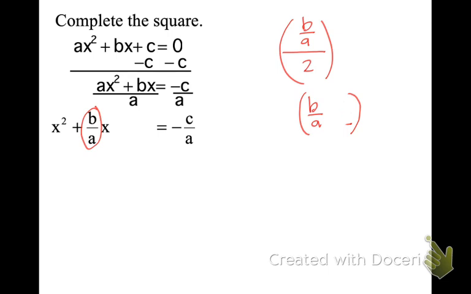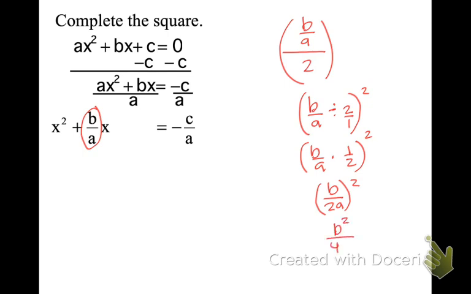Let me take a step back. Divided by 2, right? Which we don't divide fractions, we really multiply by the reciprocal. But remember, we then have to square it. So it's b over 2a squared becomes b squared over 4a squared. So that's what I'm adding. I'm adding b squared over 4a squared to both sides. Okay? Pause that if you want.